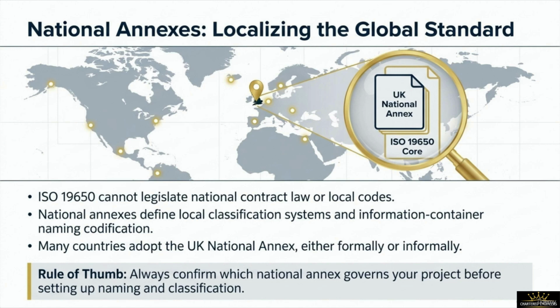How can a single international standard remain perfectly relevant in both a hyper-dense metropolitan city and a rural highway project spanning completely different legal jurisdictions? It achieves this flexibility through the mechanism of national annexes. By design, a global ISO standard cannot legislate national contract law, regional building codes, or highly localized domestic regulations. Therefore, the core standard defines the global process clauses, while regional national annexes explicitly define the local asset classification tables and the precise alphanumeric coding for information container naming conventions.